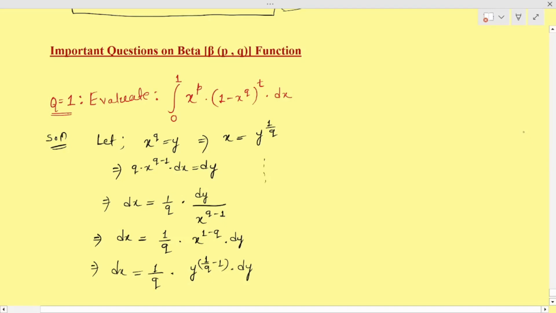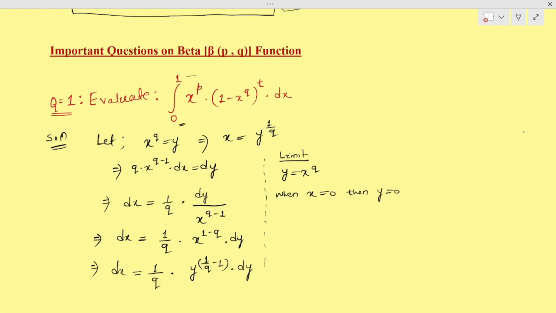Now we are going to check the new limit. Here we considered that x to the power q equal to y, or y equal to x to the power q. The lower limit of this integral is 0, upper is 1. So when x equal to 0, then y also will be equal to 0, because 0 to the power anything will be 0. Likewise when x equal to 1, then y also will be equal to 1. So the new limit also will be 0 to 1.